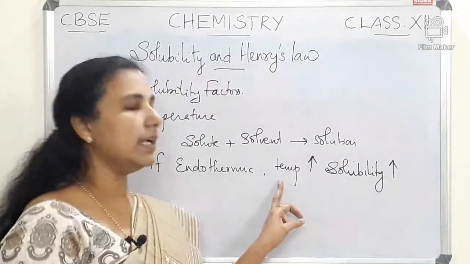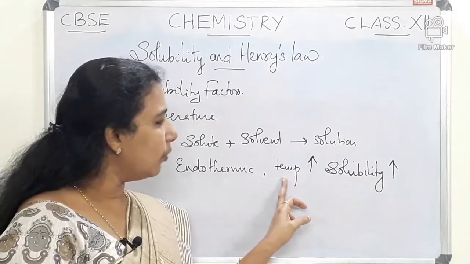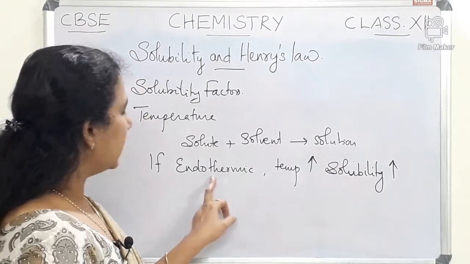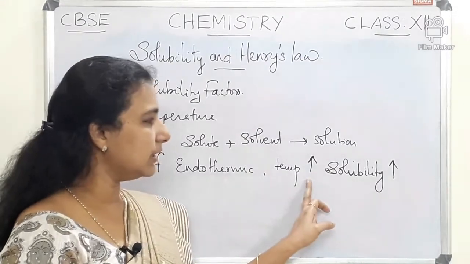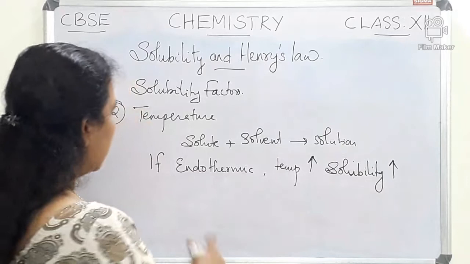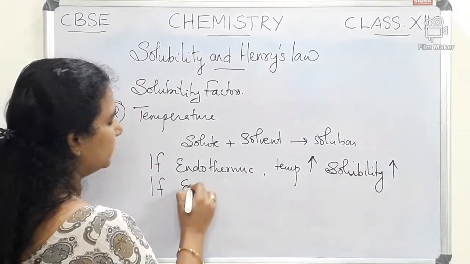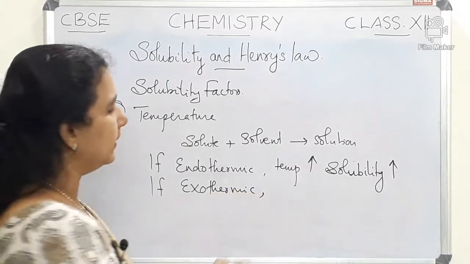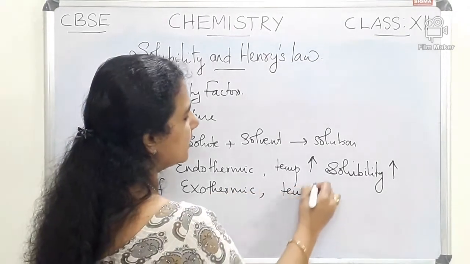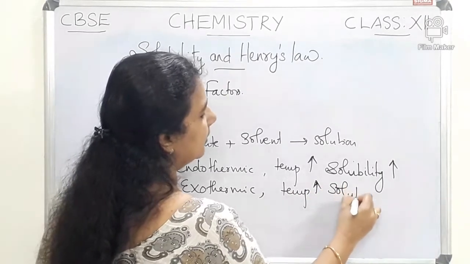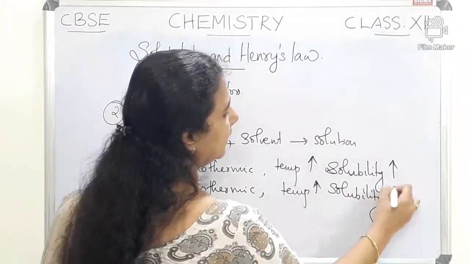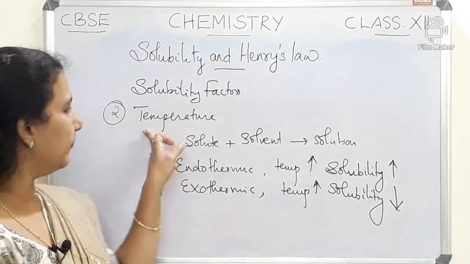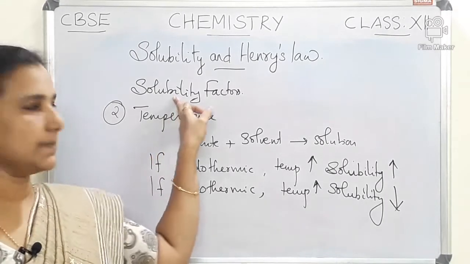So if heat is needed in that case, if you are applying more temperature, the solubility of that substance is also increasing. So if it is an endothermic process, when temperature increases, solubility also increases. If it is an exothermic process, the reverse will happen. That means when temperature increases, solubility decreases. So temperature has an effect on the solubility of a substance.